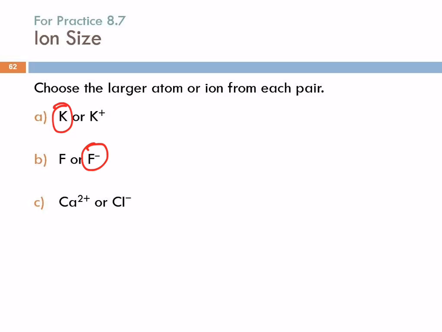Now this one requires a little more thinking. Calcium ion or chloride ion? Well, we look at the periodic table. Calcium ion and chloride ion both have 18 electrons. The same electron configuration as argon. So then how do we decide which one's larger, which one's smaller? How many protons do they have? Which one has more protons, calcium or chlorine? Calcium has more protons. More protons in the nucleus is going to have a larger attraction for the electrons. It's going to pull them in tighter. So which one's bigger?